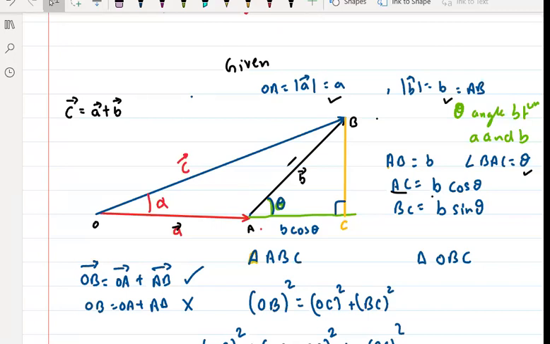Okay, chalo. Now let us see triangle OBC. Apologies everyone. Now let's see triangle OBC. Very good, Adnan. Try to understand.